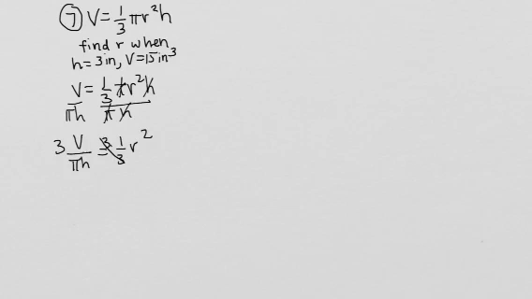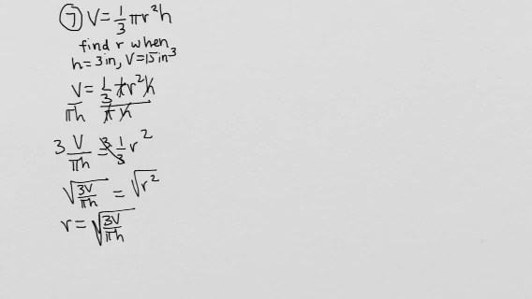Okay, so take the square root of both sides. So I've got the square root of 3V over pi H equals the square root of R squared. Okay, since R is representing the radius of the cone, we're going to take the positive square root, not a negative square root. So R equals the square root of 3V over pi H. Now, everything is inside the radical. I know this one was kind of short, but let me extend it a little bit longer. The whole fraction is inside the radical.